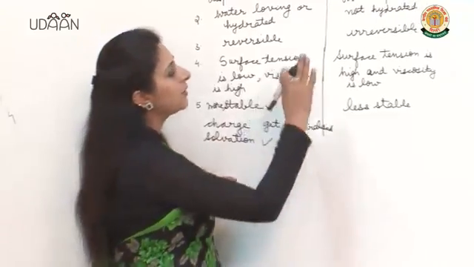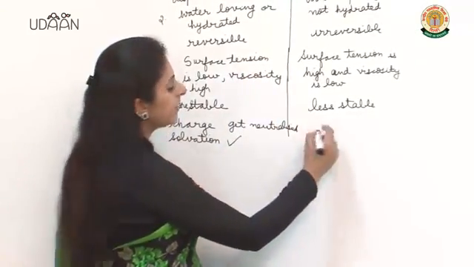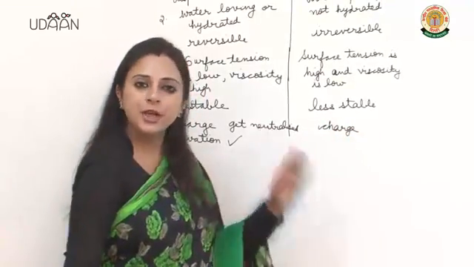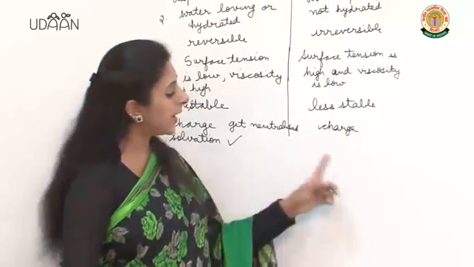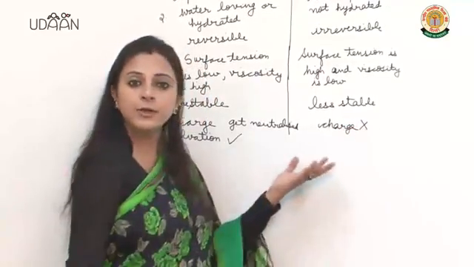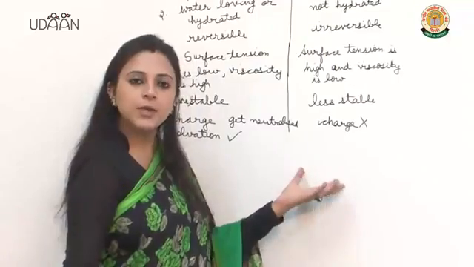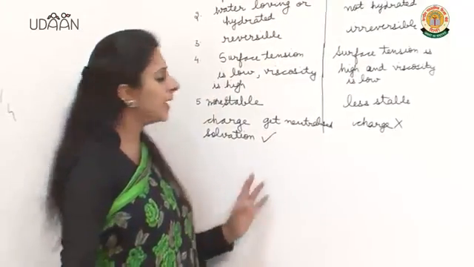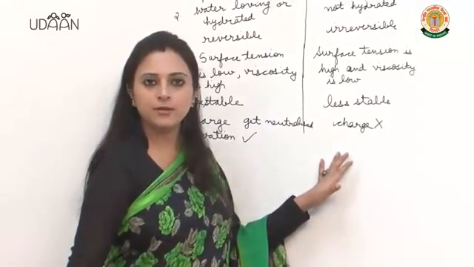But when we talk about the lyophobic sols, it is stabilized only by charge. So that means when the charge gets neutralized on adding the electrolyte, what will happen? There is no solvation to stabilize the sol. So that means lyophilic sols are more stable than lyophobic sols.